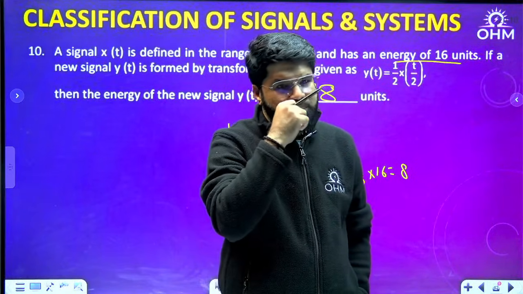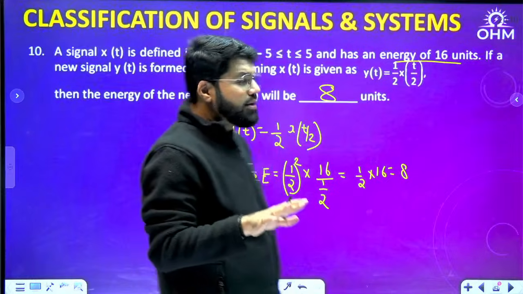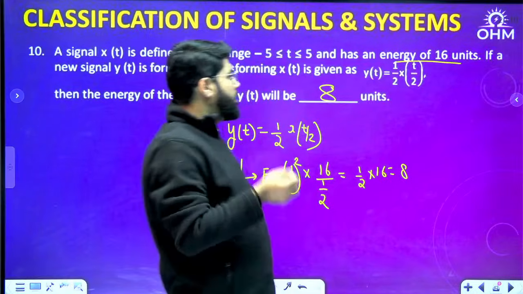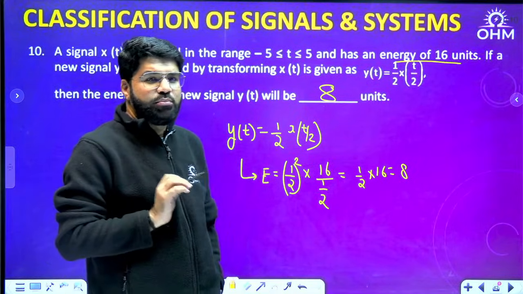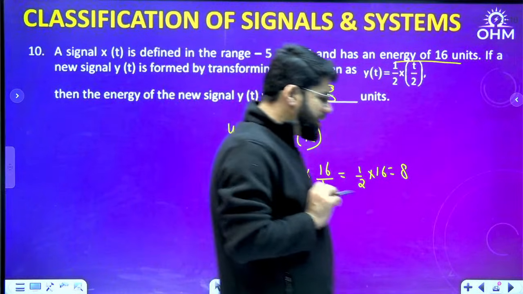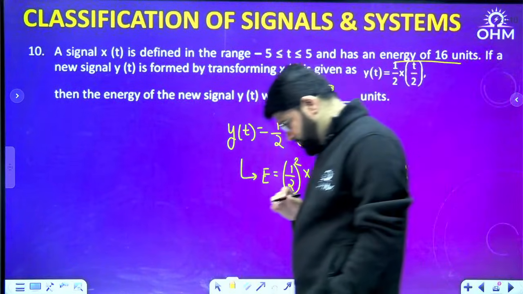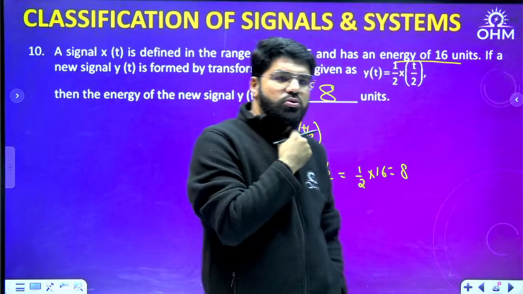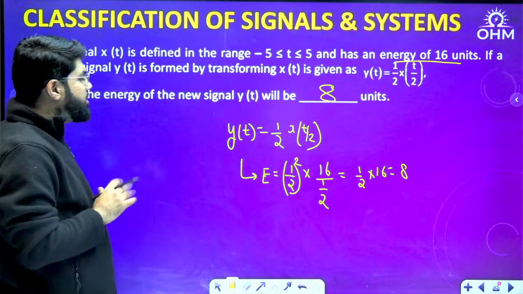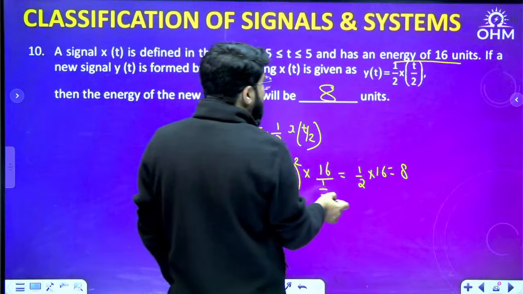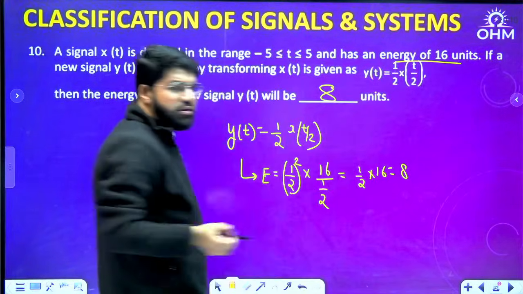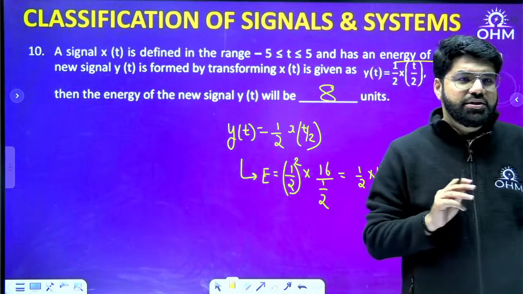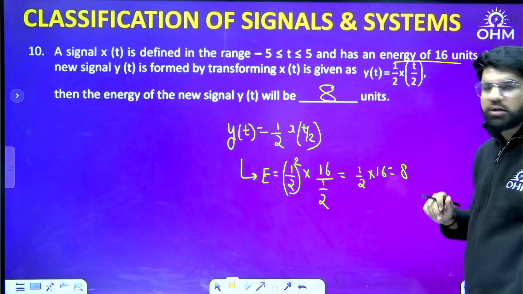Yes, Shalem, no, not 32, 8. I think you have only taken care of this one. The half is also there. Amplitude scaling and time scaling, both are there. So the net answer is 8 actually. Not 32, Shamuka. No, it's 8. Have a look into it very clearly. 16 upon half is 32, that is okay. But 1 by 2, this extra factor is also there. Correct. Yes, Harsh, correct. So the answer is 8. No problem, but learn from mistakes.